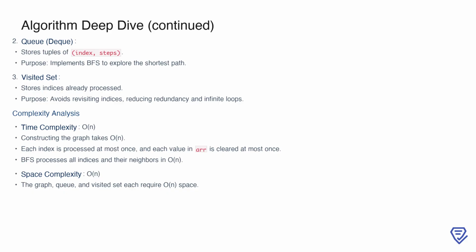In terms of complexity, the time complexity of the algorithm is O(n). Constructing the graph takes O(n), and each index and value is processed at most once during the BFS. The space complexity is also O(n), as the graph, queue, and visited set each require linear space.